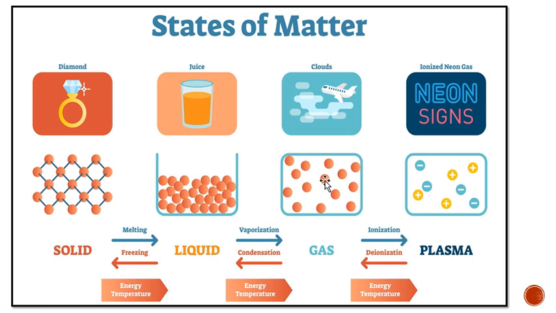And then we have gas. Example, we have the clouds or the atmosphere nato. So the particles are very far from each other. That is why they can freely move. Tapos, we have the fourth one, the plasma, contains negative and positive ions and electrons or charged particles. Example, mga neon signs, fluorescent lights, nuclear fireball or explosion, kana.